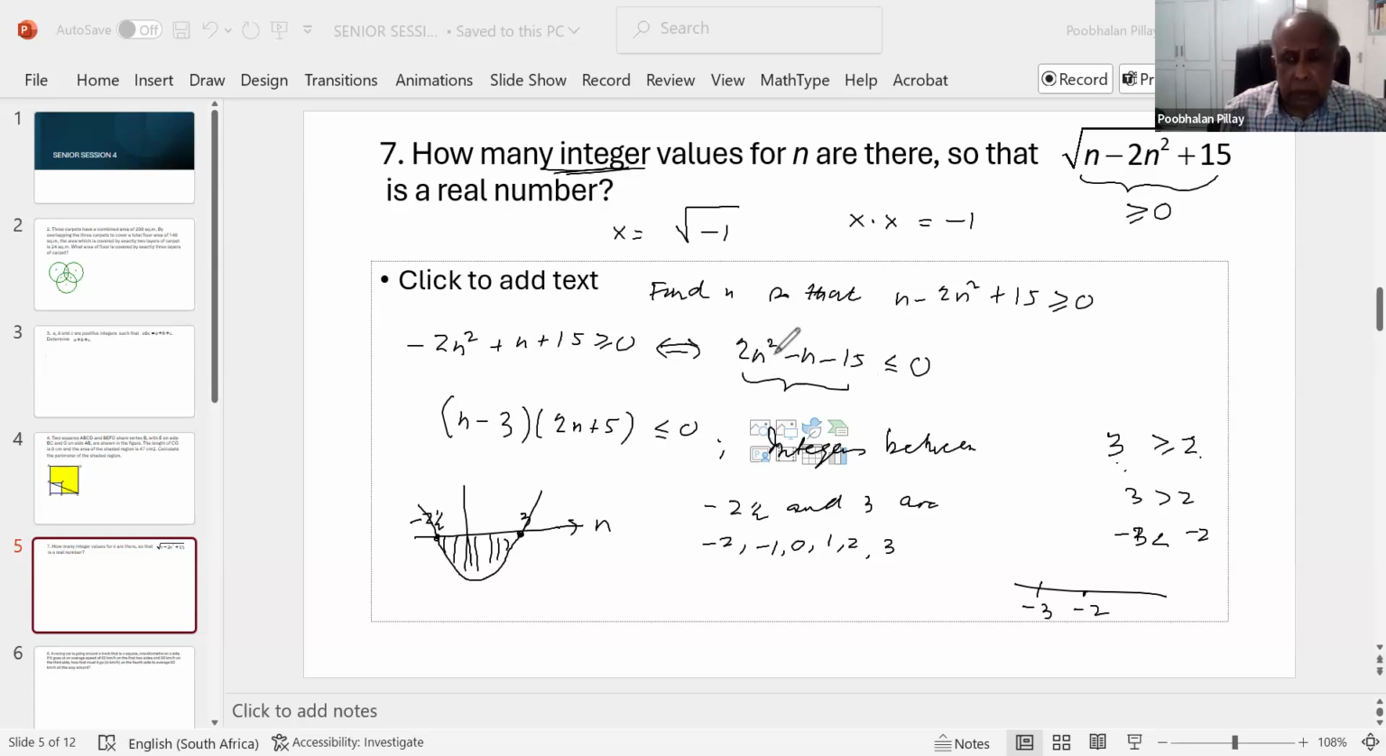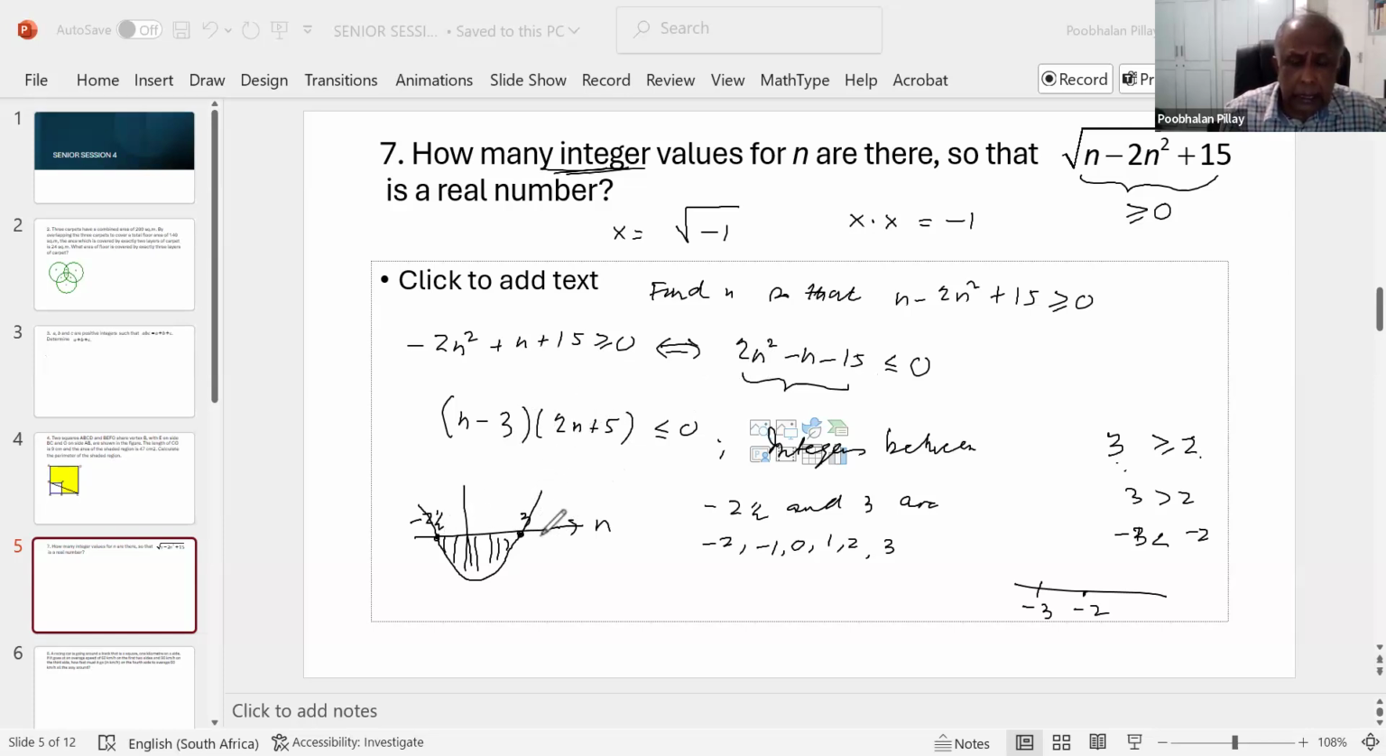The nicest way to solve this is to draw the graph of it. Hopefully you know how to draw the graph of these things very quickly. All you have to do is see whether it's got a minimum value or a maximum value, and see where it cuts the x-axis. You can see that very quickly by looking at the roots. When n equals 3, the value is 0. When n equals negative 2.5, the value is 0.